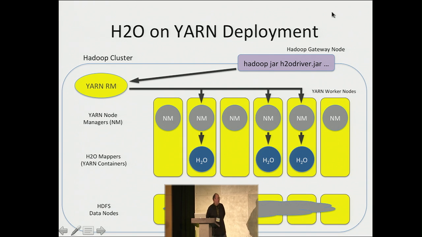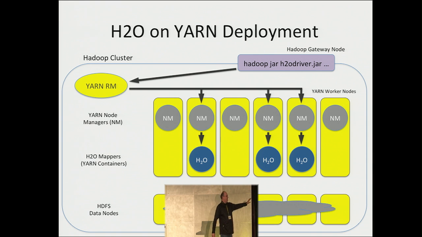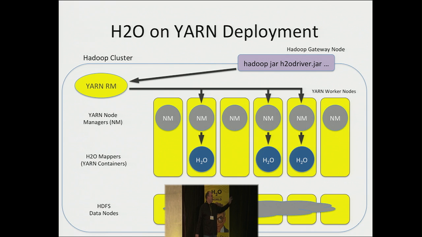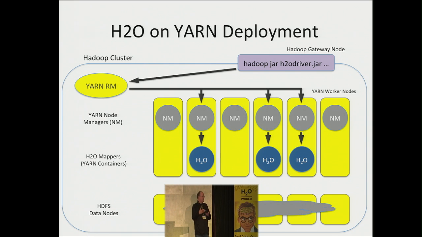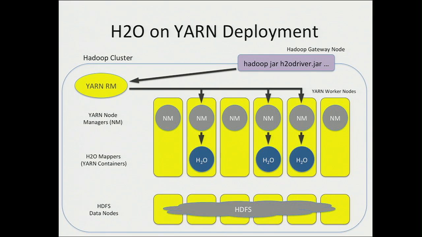So here's a picture of how H2O actually deploys on YARN. At the top, as I mentioned before, there's this H2O jar command that you run on the command line on your gateway node that talks to the resource manager. The resource manager then talks to the node managers in YARN and creates as many H2O mapper tasks as we asked for. In this case, I asked for 3 in the example on the previous slide. So in our Hadoop cluster of 6 nodes, we're getting 3 H2Os.